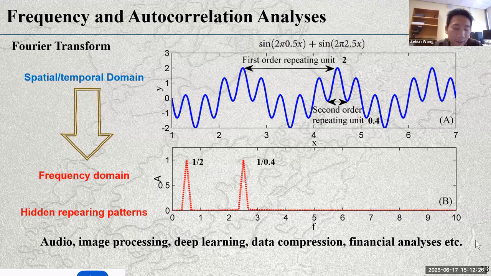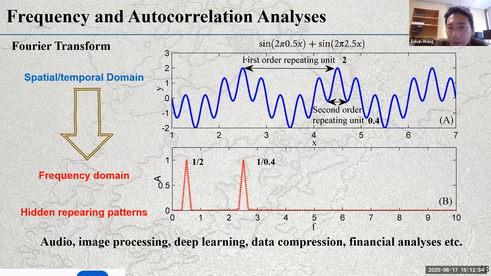Okay, in our daily life, as you can see, there are so many signals, including the sound, the wind speed, the image, or even the price of the stocks. We also use different kinds of signals in deep learning or data compression. They are all signals. So these signals tend to evolve with time or distance. So we say they are in a temporal or a spatial domain.